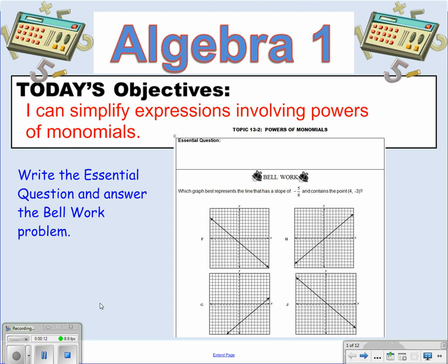So our essential question is going to be, how can I simplify expressions involving powers of monomials? By the end of this topic, you should be able to answer that question.